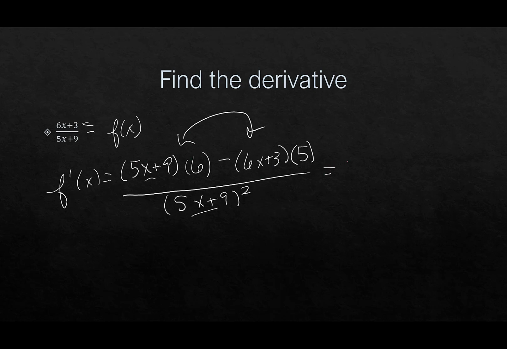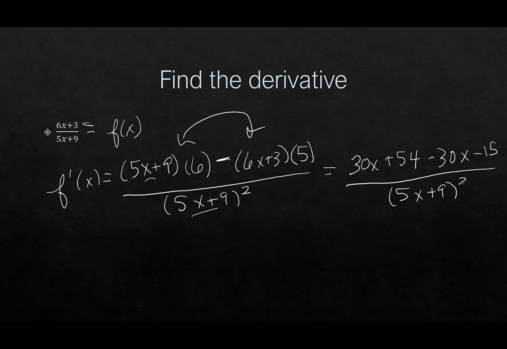So 6 times 5x is 30x. 6 times 9 is 54. Really important that you notice this is a minus sign in between, so I'm going to think of multiplying by negative 5. So negative 5 times 6x is minus 30x, and negative 5 times 3 is negative 15, and then again over the denominator squared. Now I can cancel 30x with negative 30x. Then I can put together 54 with 15. My answer is 39 over (5x plus 9) squared.